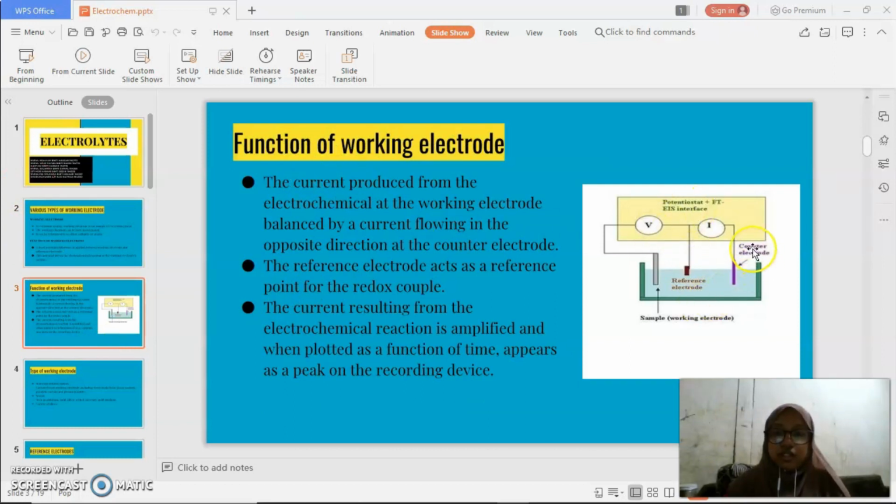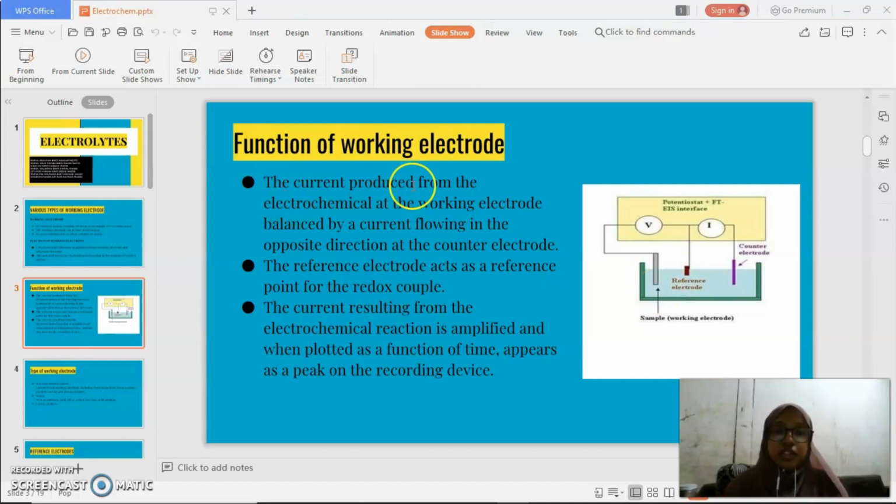As you can see from this picture, so here is the example of working electrode. Here is the sample which will act as the working electrode. This is as the reference electrode and the counter electrode. This working electrode can be either cathodic or anodic.